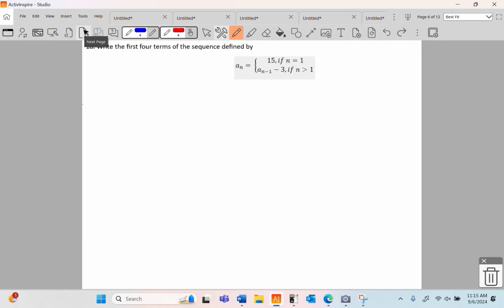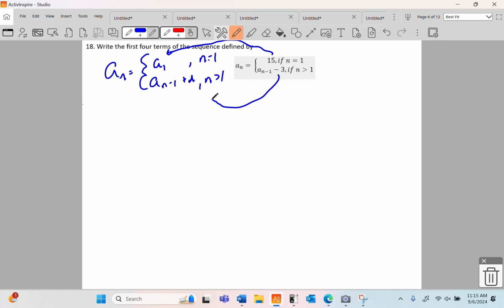18 is write the first 4 terms of the sequence. And again, these recursive rules, you have the first term, then you have a sub n minus 1 plus the difference. Provided n is 1, provided n is bigger than 1. So there is your first term. There is your difference. This is not rocket science.